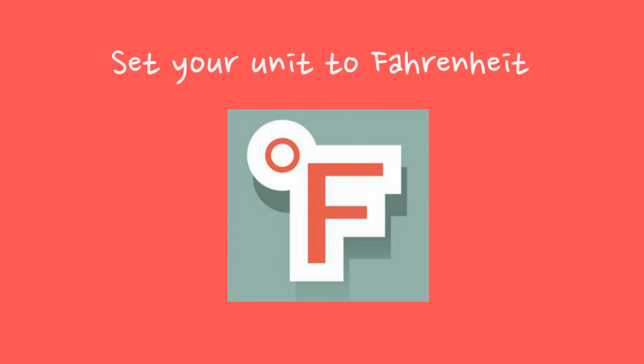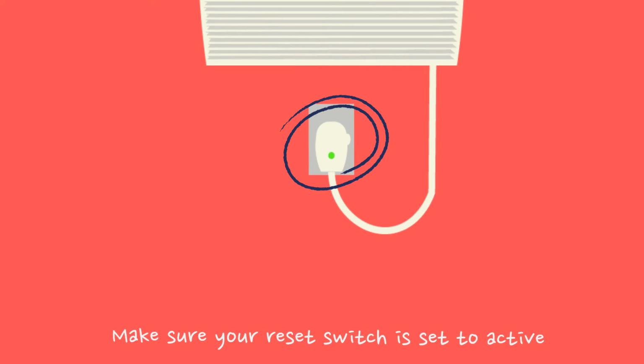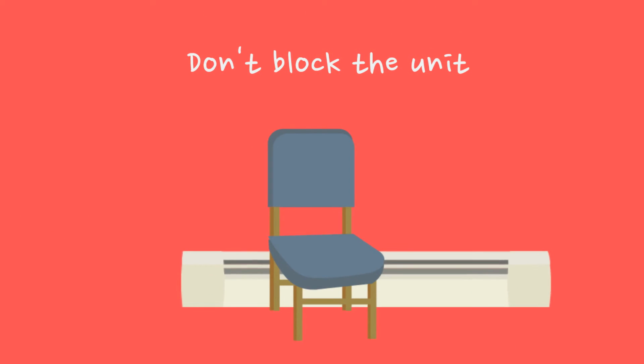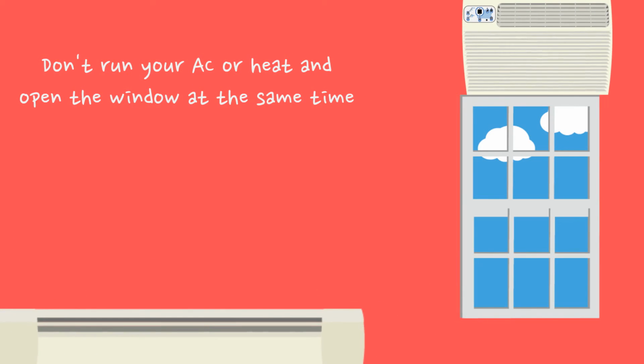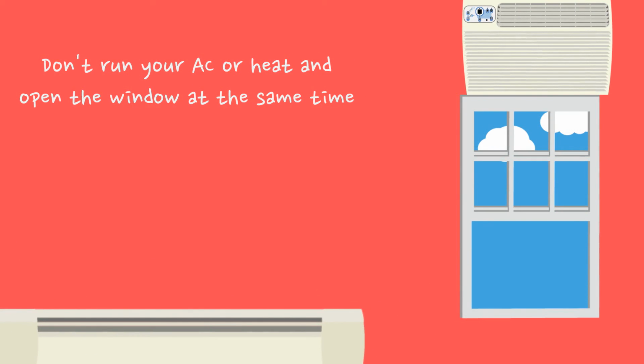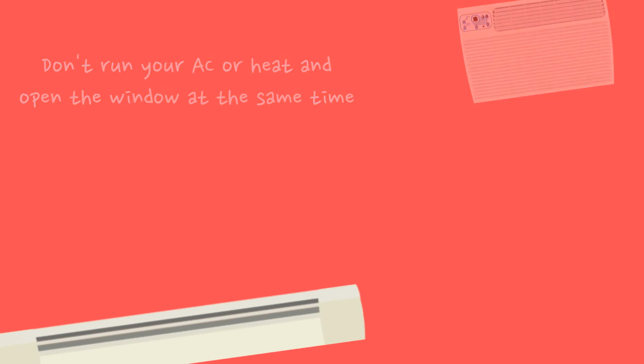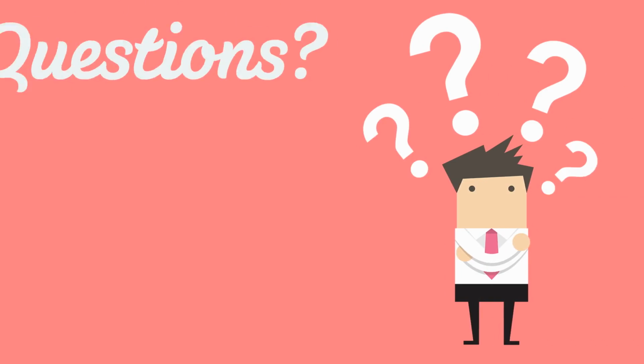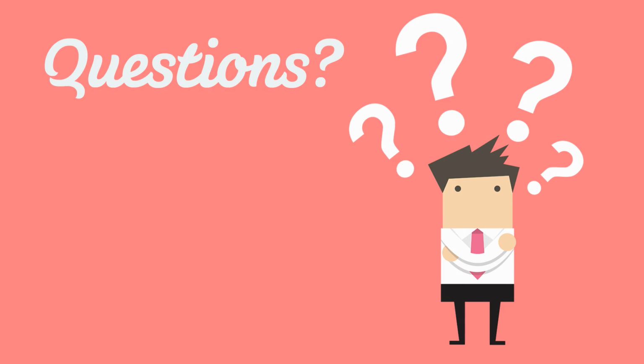Here are a couple of troubleshooting notes. 1. Make sure that your digital unit is set to Fahrenheit, not Celsius. 2. Your plug has a reset switch. Make sure this is switched to active. 3. Don't block any portion of the unit with furniture or anything else. 4. Don't run your AC or heat and open the window at the same time, which may cause premature failure of your unit. If you still have questions after watching this video, please contact your RA.